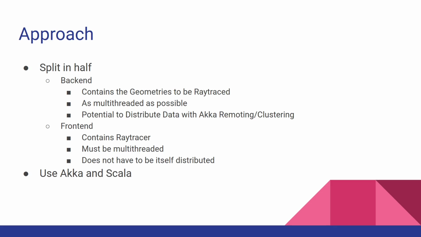We want to, like I said, potentially distribute the data with Akka remoting or clustering across a cluster or across several machines. While the front end, on the other hand, contains the actual ray tracer, or the thing sending out rays, and it must be multi-threaded. But, despite being multi-threaded and concurrent, it doesn't need to be distributed. You can have this portion of it be completely monolithic and not split up at all, and that's totally fine.